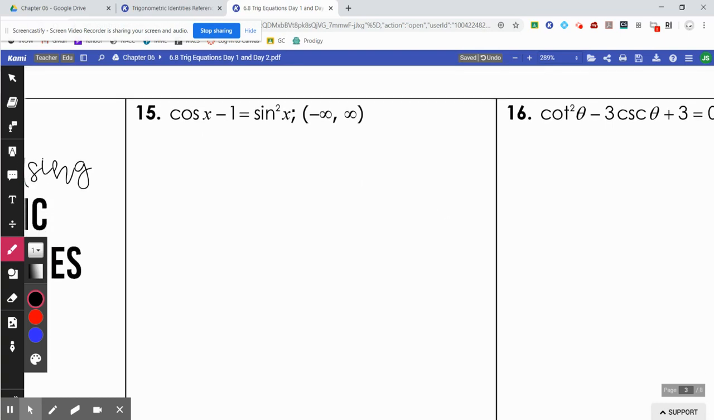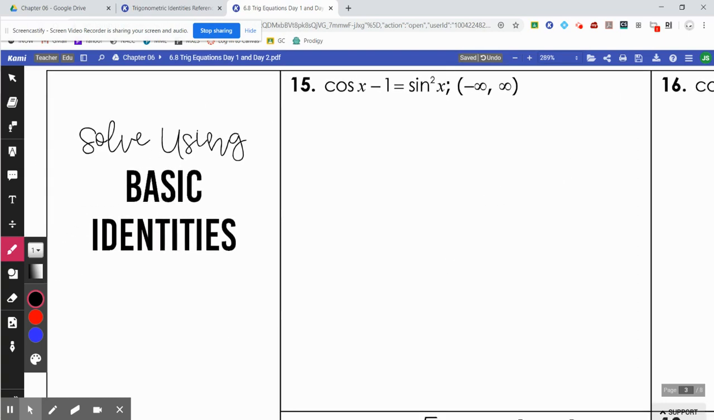Number 15. Now here it says solving using basic identities. Now what we mean by that is when we're solving these, if you can't isolate just the cosine or just the sine by itself, sometimes it's best to change sines into cosines or change cosines into sines to where everything that we have in a problem is all the same trig function. So here I have cosines and sines. Well, is there any way that I can change either one of these to the other?